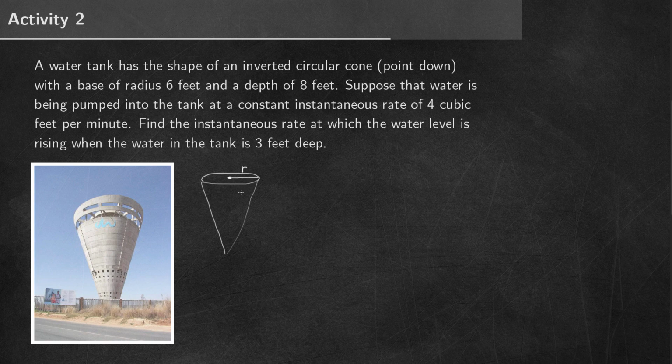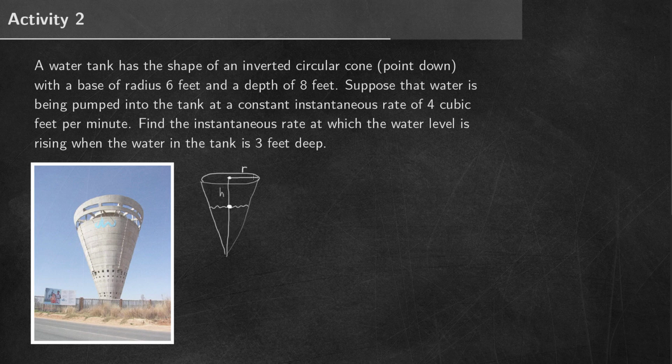Water is being pumped into the tank, so somewhere here I have a water line. And I have another cone inside of this tank. The water itself is in the shape of a cone. So I have another little r here for my water. I've got the height of the tank, which we can call H. And then the cone that's formed by just the water, I have a little h there as well.